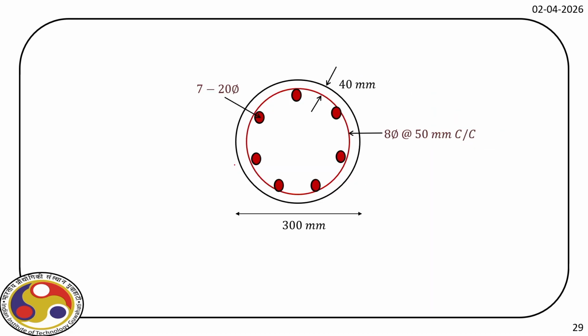Right. So here is the cross section. As you can see, we have 7 main bars which are 25. Then we have clear cover 40 millimeter from this part to this part. Then this is, it should be 500. We have helical reinforcement of 8 phi with a pitch of 50 millimeters center to center. So that completes the design using PM interaction curve provided in SP16.